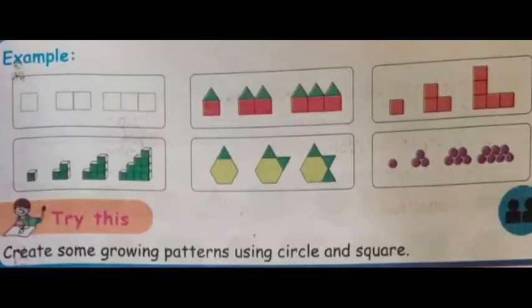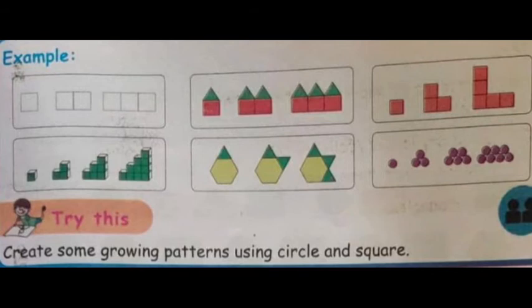Look at this example of growing pattern, page number 47. Here the first one has one square box, then next is 2 and the next is 3. It keeps on increasing, isn't it? And the next is 4 squares, the next is 5. It keeps on developing, it keeps on increasing in a straight line, in a geometrical form, in a square shape, in a rectangle shape, in a triangle shape.